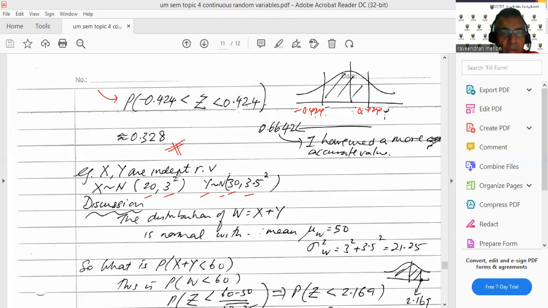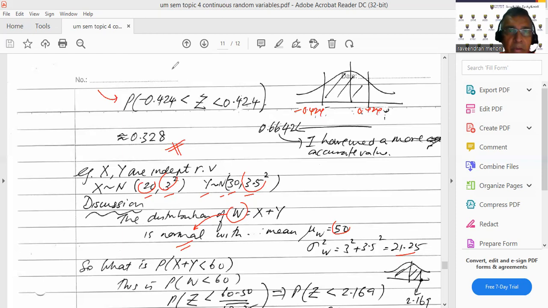Anyway, I give you two normal random variables with their means and variances. We want to consider the distribution of W. Note, they are independent random variables, X and Y. So let's say we define W to be X plus Y. Note, W is also normal. And what's the mean? Just add it up: 20 plus 30 will be 50. The variance of W will be the variance of X plus the variance of Y. We have 9 plus 3.5 squared. You'll get 21.25.